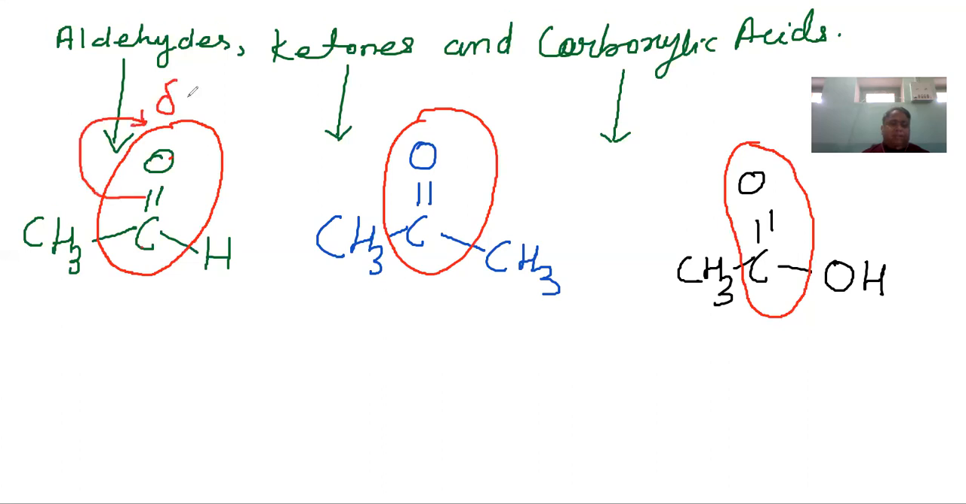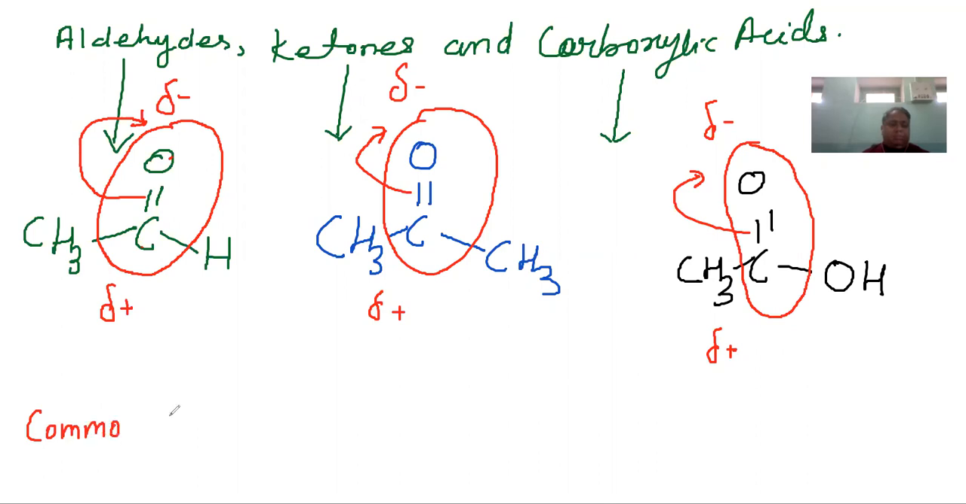This is partially negative, this is partially positive. This is partially negative, this is partially positive. This is partially negative, this is partially positive. So if I write common form, then I would name it as carbonyl compounds.